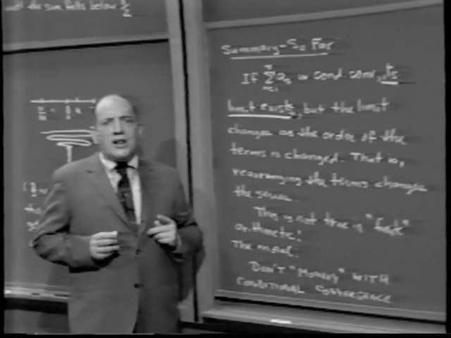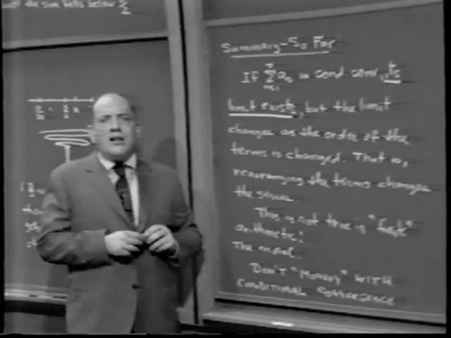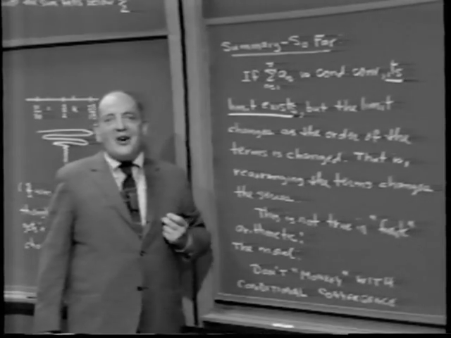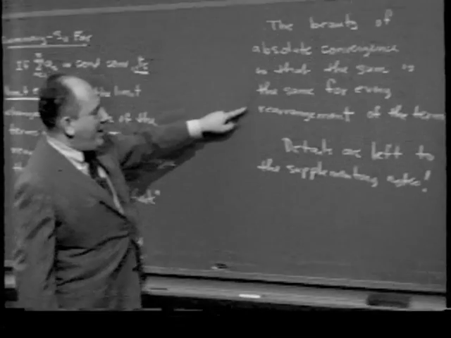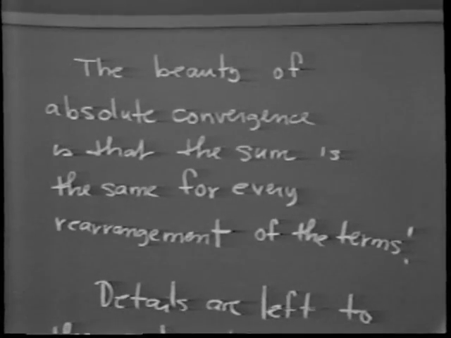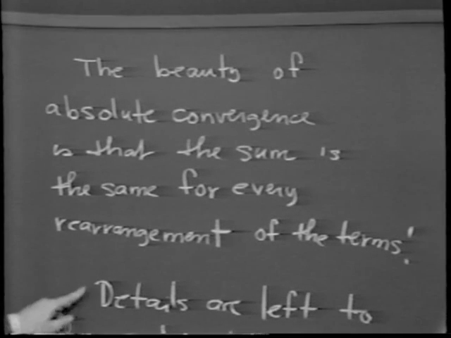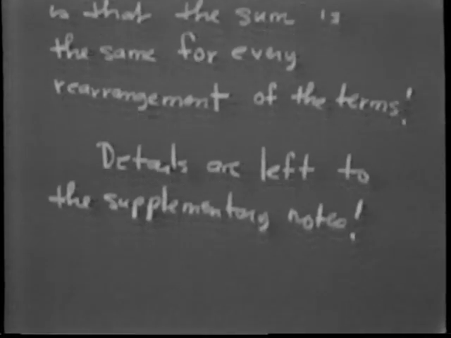Now, what is the sequel to this? The sequel is that all is well when you have absolute convergence. In other words, I just wrote this out to make sure that we have this in front of us. The beauty of absolute convergence is that the sum of an absolutely convergent series is the same for every rearrangement of the terms. The details are left to the supplementary notes.